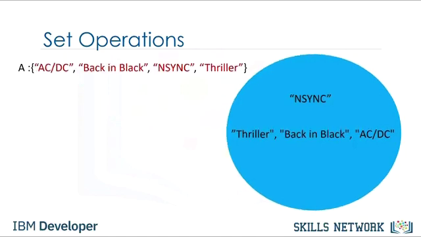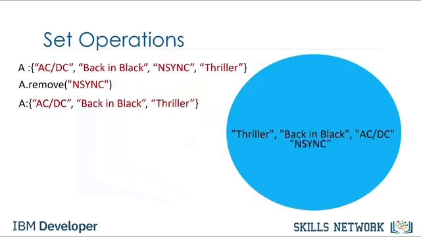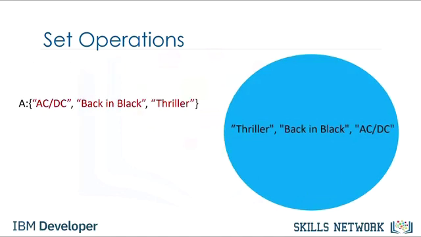Let's say we would like to remove In Sync from set A. We can also remove an item from a set using the remove method. We just put the set name followed by a dot, then the remove method. The argument is the element of the set we would like to remove. In this case, In Sync. After the remove method is applied to the set, set A does not contain the item In Sync. You can use this method for any item in the set.